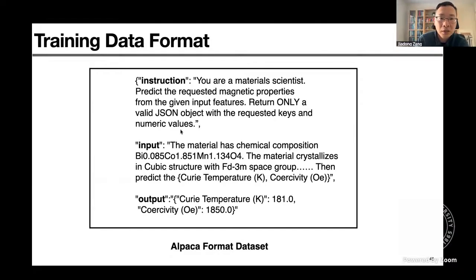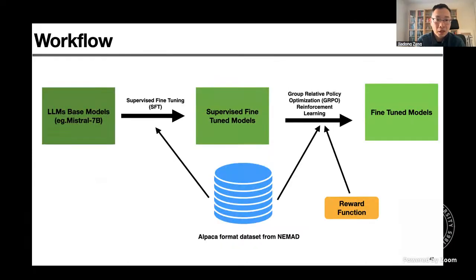And this is how the model is fine-tuned. We give the instructions, the role to play, and what to do. The input is all the information from the database that we constructed: the chemical formula, the structures, and the magnetic information as well. We want the output to be the Curie temperature, coercivity, and anisotropy, all the information that we're interested in. So this is the workflow. We use supervised fine-tuning, and then we use the data from our database to make some attempts at reinforcement learning. We do see that this reinforcement learning significantly improves the performance of the model.